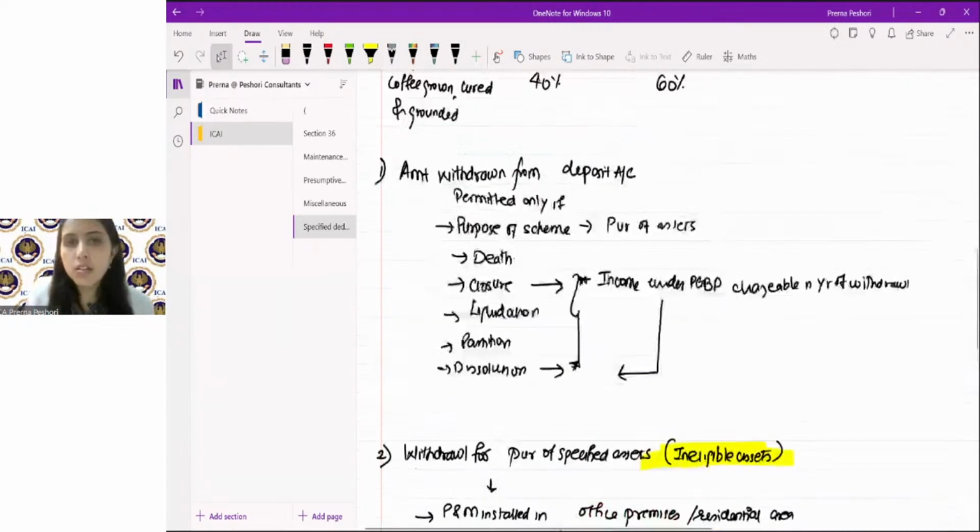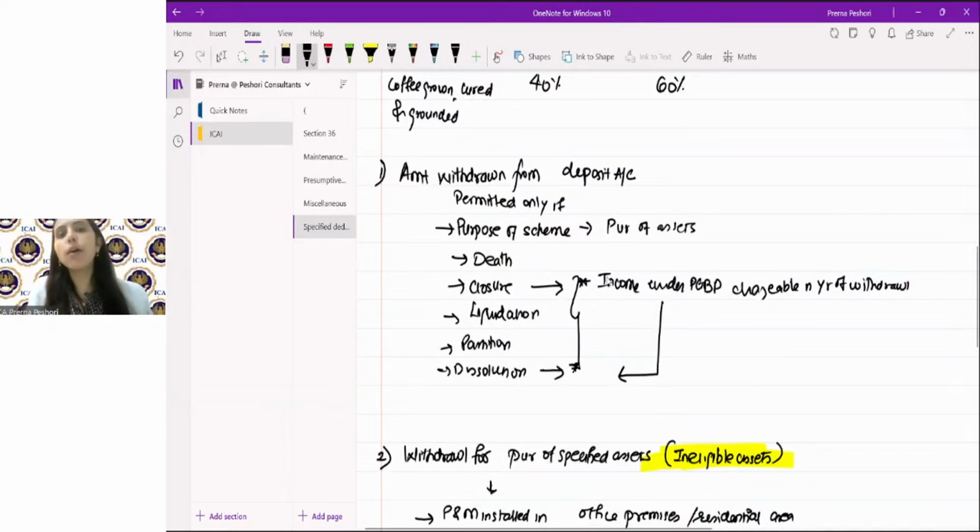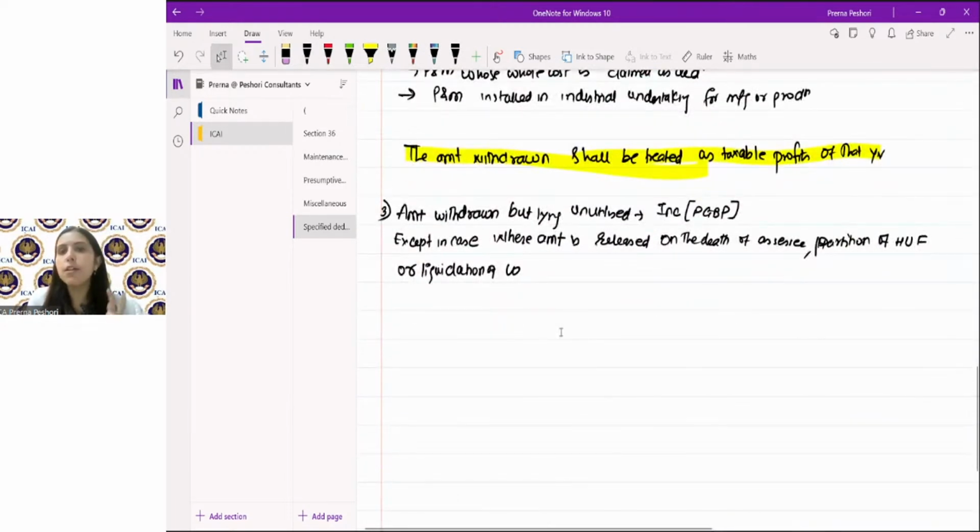So as you will see here, for the death, if the amount is withdrawn, we are not taxing it. We are only taxing it on the closure and the dissolution. Even on liquidation and partition, we are not taxing it. So this may create confusion. You can put it like this: death, liquidation and partition, if you are withdrawing, that will not be taxable. Only on closure and dissolution, it will be taxable. So if the amount is lying unutilized, it will not be taxable if it is on the death, partition or liquidation of the company. Are we clear?